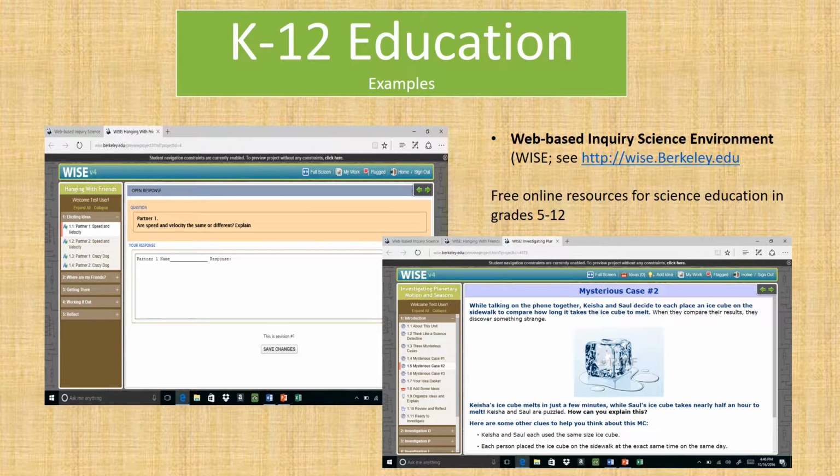Two examples are provided. However, the one that I found most helpful was the Web-Based Inquiry Science Environment, or WISE, webpage. Here you see an example of a scientific unit and some activities that correspond. This is a great free online resource for science education in grades 5 through 12.